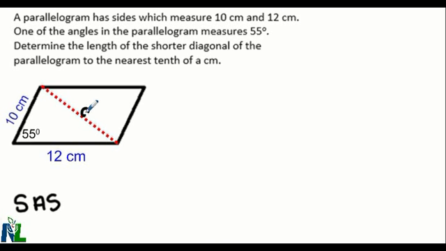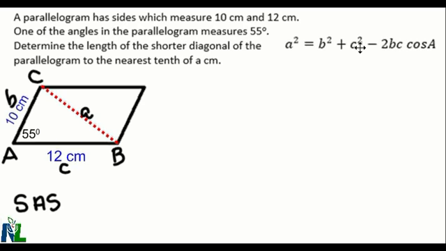I'm going to use the letter A to find the length of this shorter diagonal. I'm going to call this angle A over here. I'll use letter B to represent this corner, and this would be side B. I'm going to call this angle C, and this would be side C right here. Now, the cosine law, finding missing sides, is given to you as a squared equals b squared plus c squared minus 2bc cosine A.